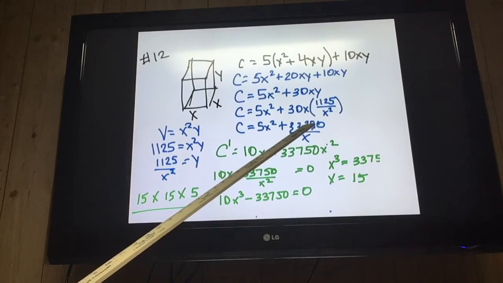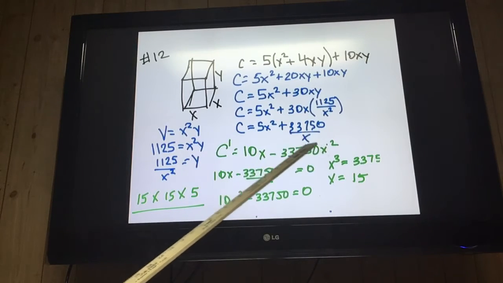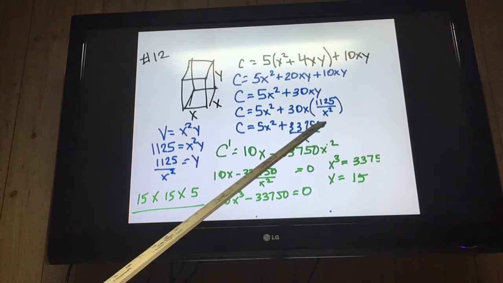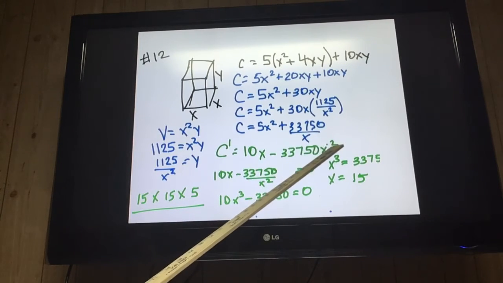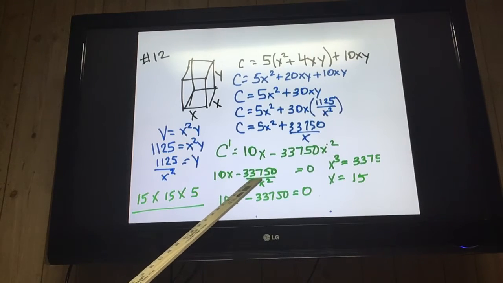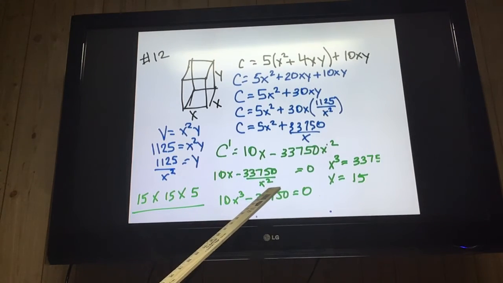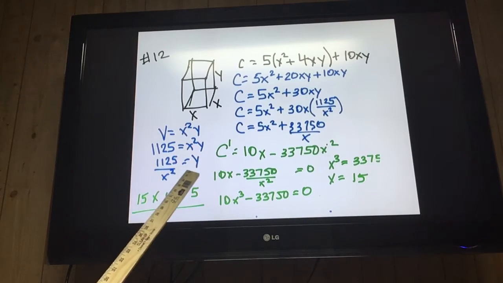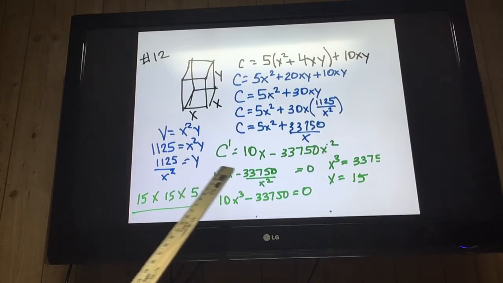Derivative of 33,750 over x. Remember, this is x to the negative 1, so I'm going to take the negative. There's my negative. Subtract 1 from the negative 1 gives me negative 2. So now I have 10x minus 33,750 over x squared. I want to get rid of the x squared, so I multiply everything by x squared.